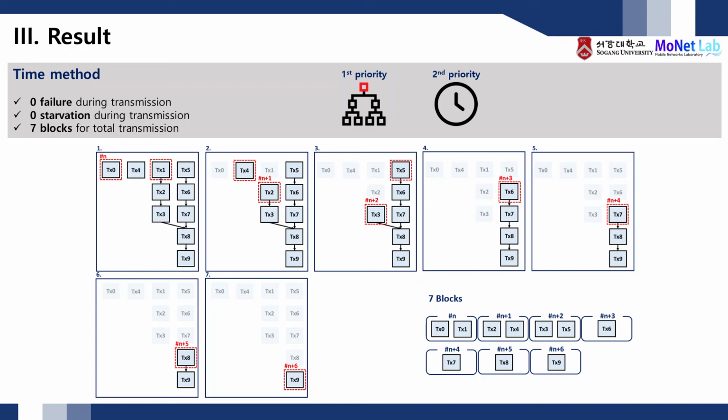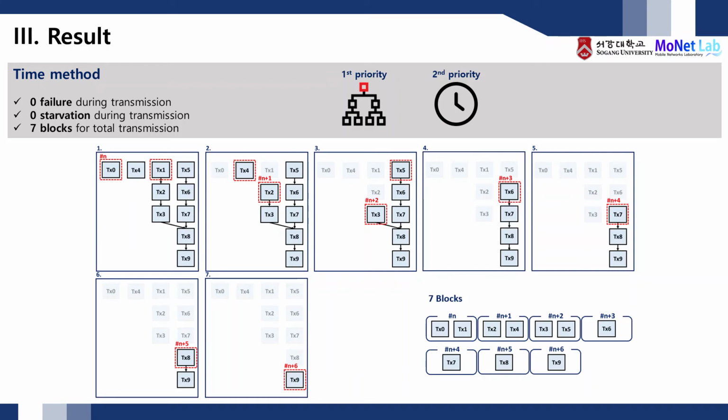Now, with the same sets of transactions, we will show the result with time method applied. Two priorities are in consideration: root level transaction and the fastest request time. At the first step, 4 transactions are at root level, since transaction 0 and 1 are the fastest in the above 4. They succeed into the first block, 0 and 1.